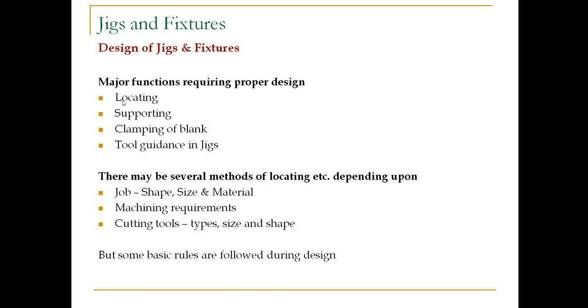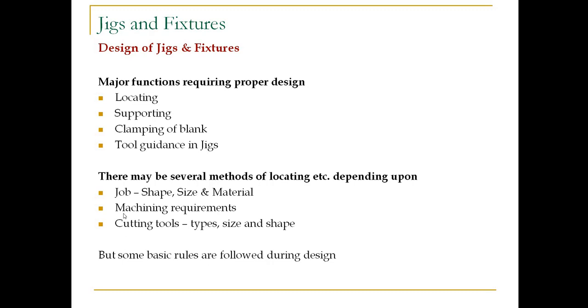Otherwise, these three elements are more than enough. Now, there may be several methods of locating depending upon various things. Depending upon, first of all, job, shape, size and material of the job, machining requirements, which basic operations you are going for, which machine you are choosing, right? And finally cutting tools, type of cutting tools, whether it is single point cutting tool used on lathe machine, whether it is multi-point cutting tool used on, you can say, milling machine or drilling machine, right?